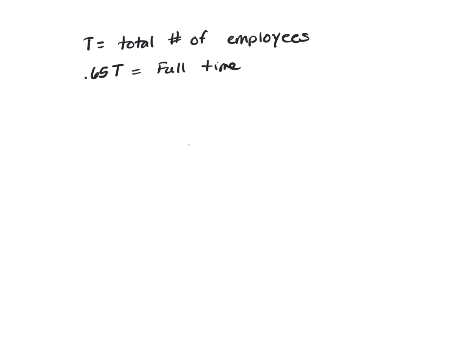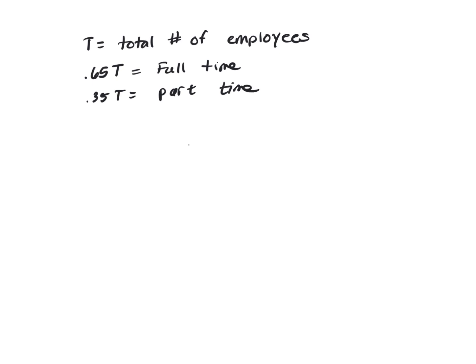I'm going to let T represent the total number of employees. And in this problem, we're trying to figure out how many employees the firm has. So I'm trying to find T. All right, and we know that 65% are full-time. So 0.65 times the total number of employees would be full-time. And you're either full-time or part-time, so that means 35% of the total would be part-time.